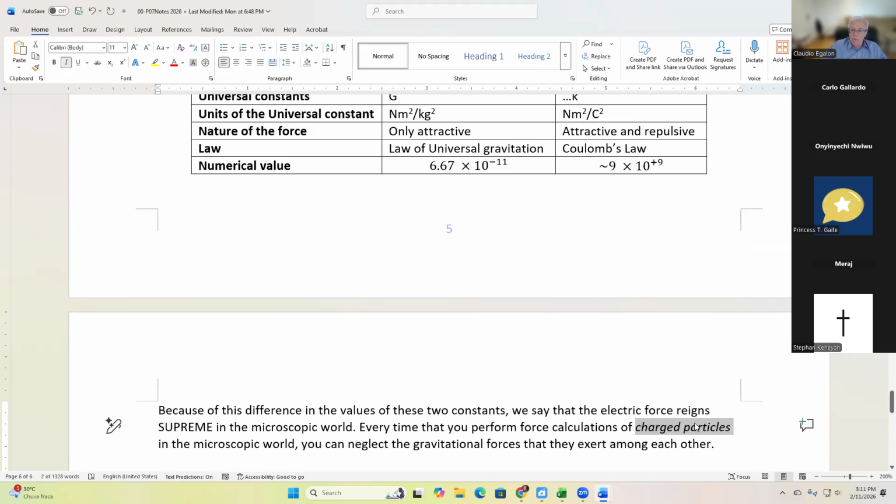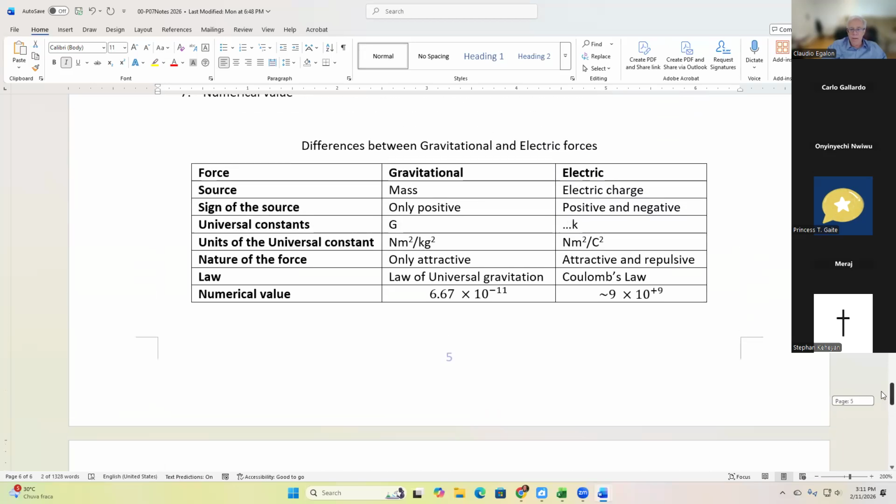Of course, if you put a neutron next to a proton, the gravitational force is going to be greater than the electric force. Since the neutron has zero charge, protons and neutrons do not exert any electric force whatsoever between them. Okay, charged particles. And that's very important. Here we go.